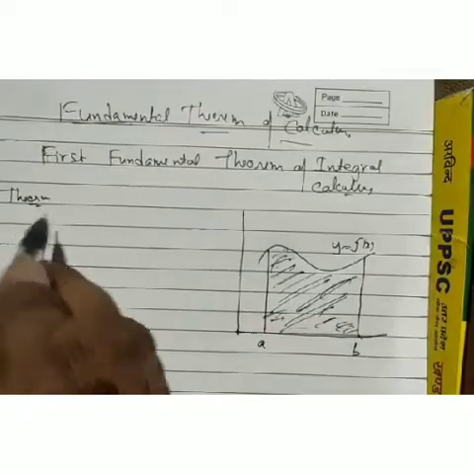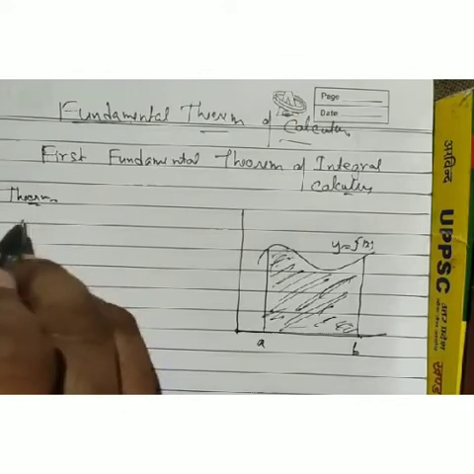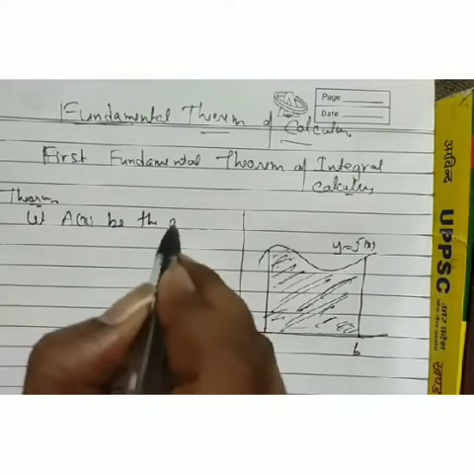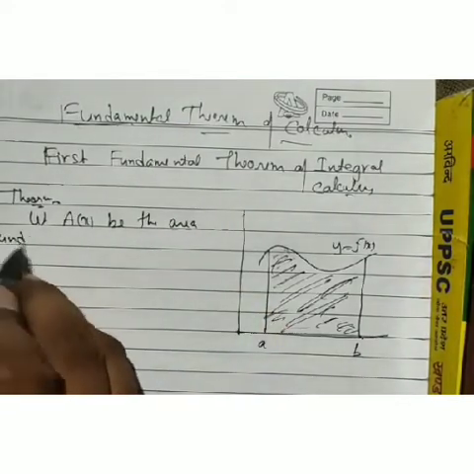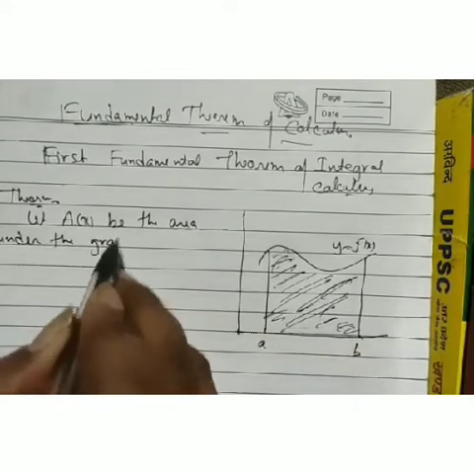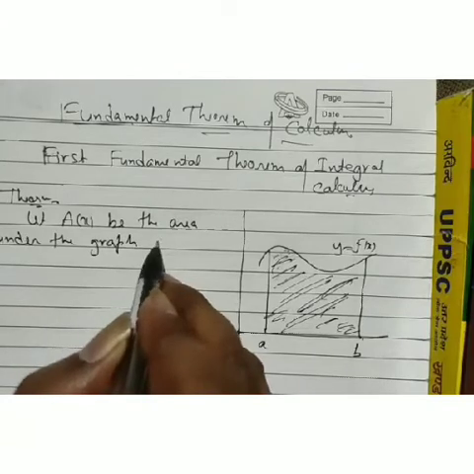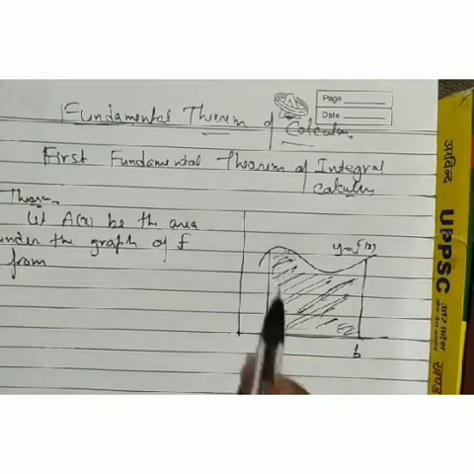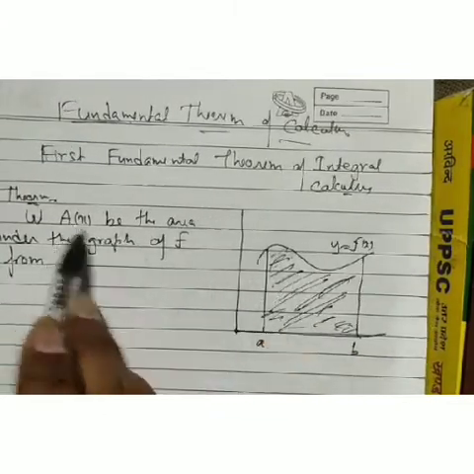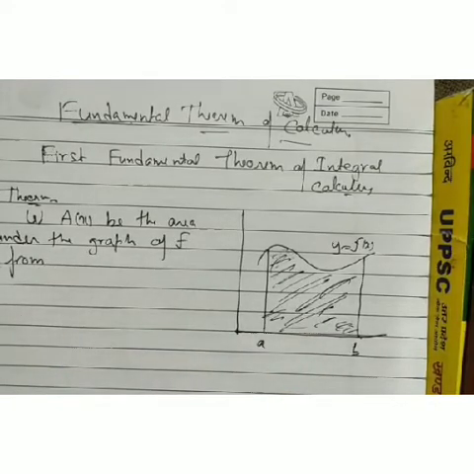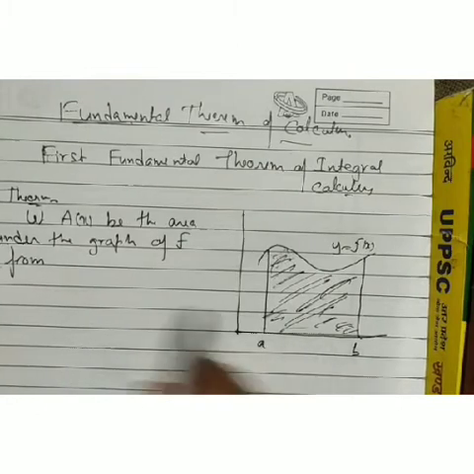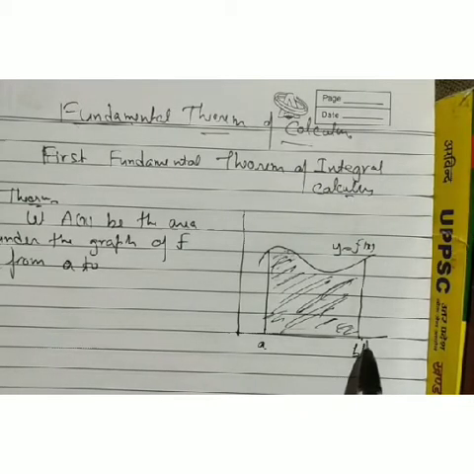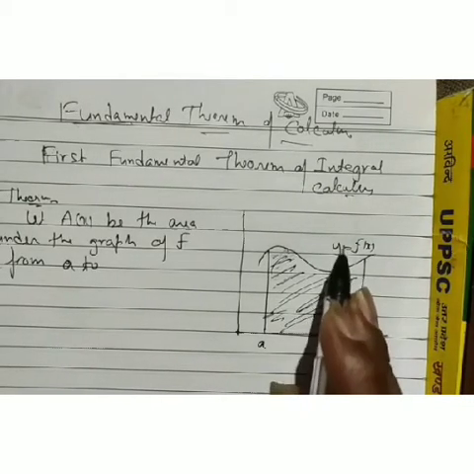Now we come to our theorem. What is our theorem statement? Let the area be a function of x. Let A(x) be the area under the graph of f from a, just one point we have taken, to determine our first theorem.